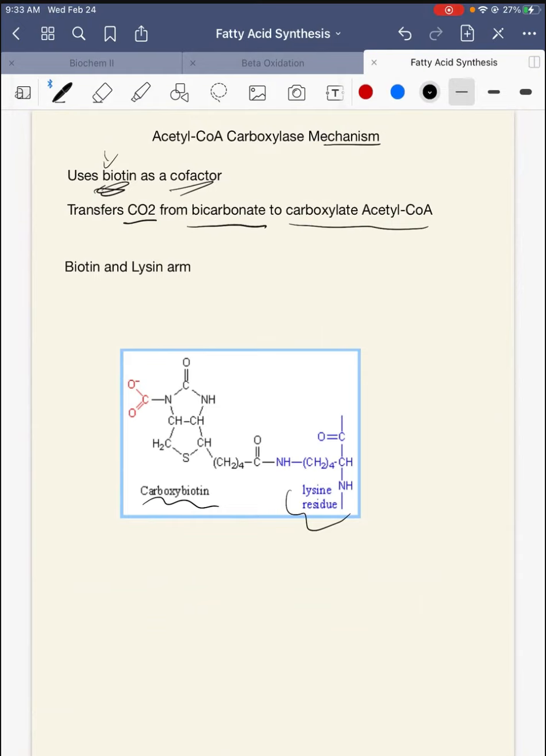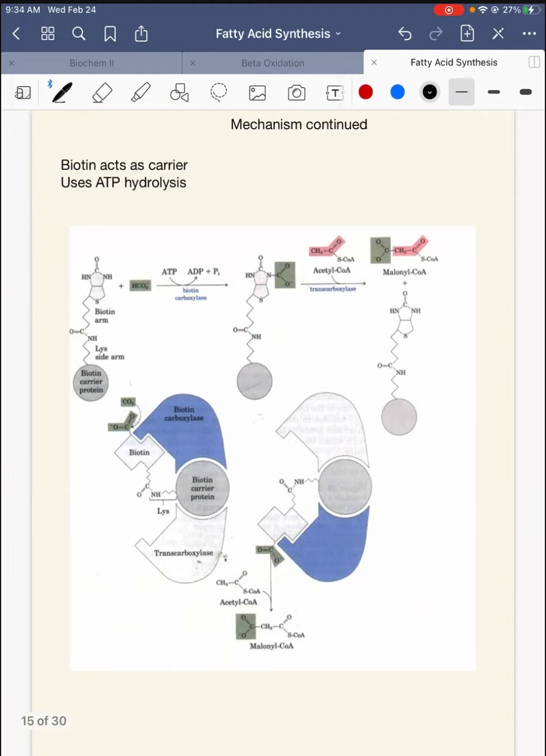It's bound to a lysine residue in the enzyme. So this is a lysine residue in the enzyme. And then we create this biotin lysine arm that's able to transfer the CO2 to acetyl-CoA, and then it continues the reaction forward. Because we transfer CO2 to acetyl-CoA and then we make malonyl-CoA, and that's the product of ACC. Okay, so biotin acts as a carrier and it also uses ATP in the process.